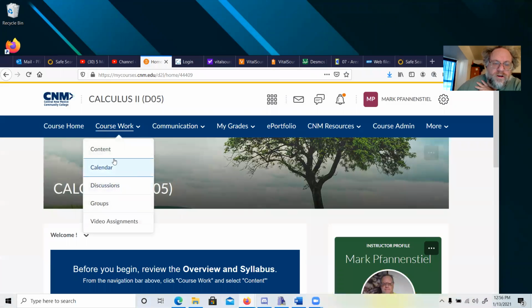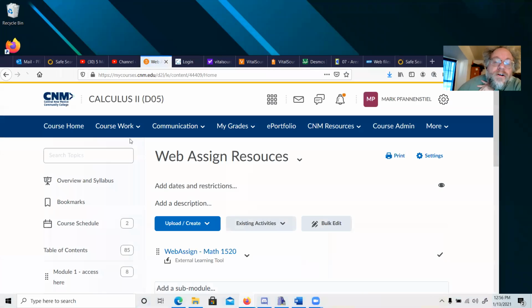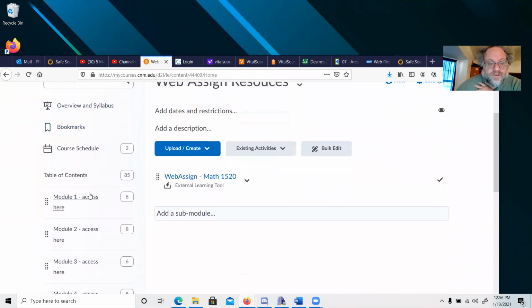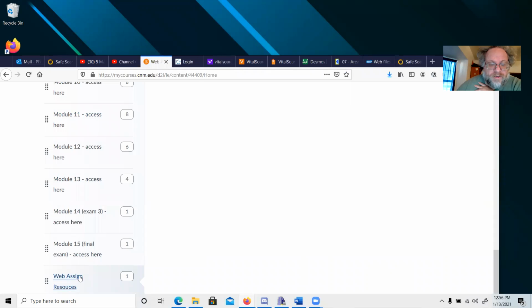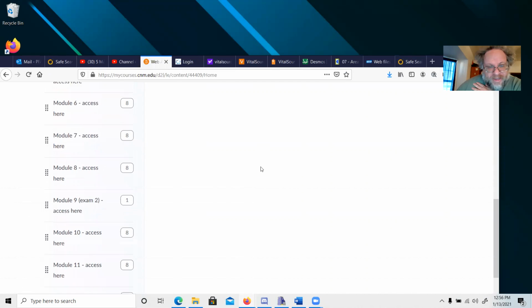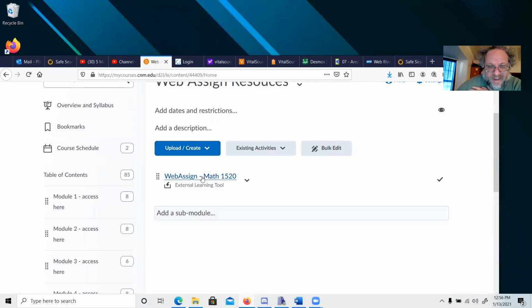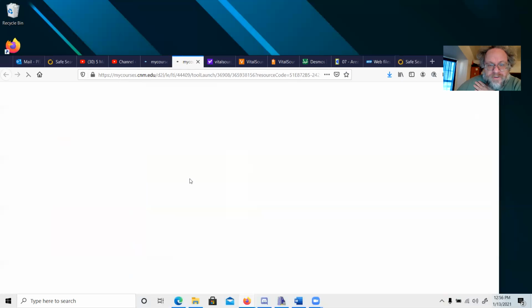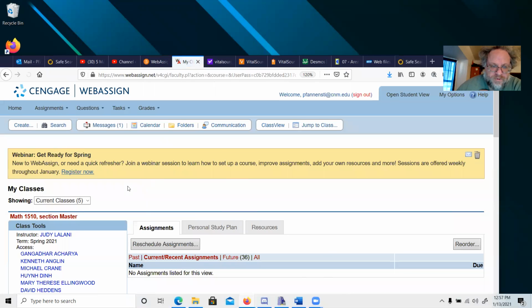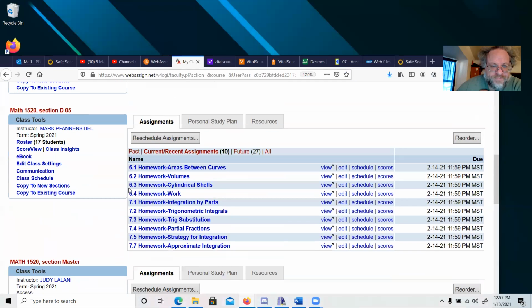If we go to coursework and hit content, then you'll see all of these modules sitting here. You're going to go all the way down to the bottom where it says WebAssign. Wait, it didn't do anything. But it did. It's up here. You're going to hit this one here, WebAssign. And yours is going to look a little different than mine because I've got all the teacher stuff with all the different shell courses in it. But that's where it should take you to log in, and you should see a bunch of assignments here.